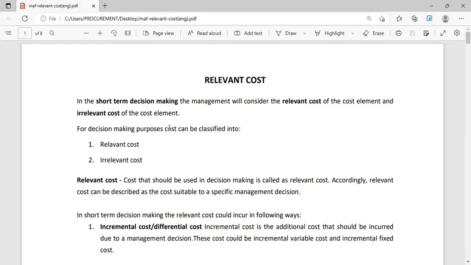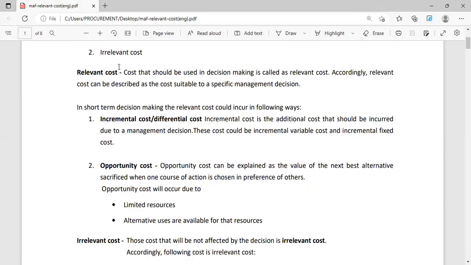So for decision-making purposes, cost can be classified into two, that is the relevant and the irrelevant cost. So relevant costs that should be used in decision-making are called relevant costs. Accordingly, relevant costs can be described as a cost suitable to a specific management decision. So when we look at a cost as suitable for a management decision, then we can say it is a relevant cost.